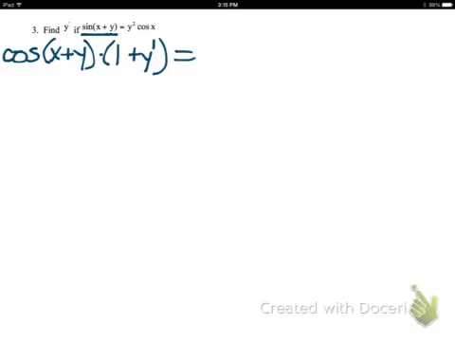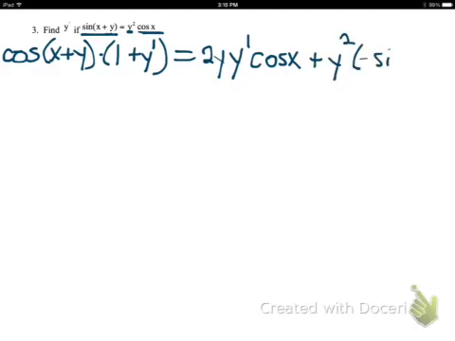Equals, now y squared and cosine of x, I'd need the product rule. So y squared would be the first function. Cosine of x is the second. So the derivative of y squared would be 2y y prime, times the second function, which is cosine, plus the first function, y squared, times the derivative of the second, which is negative sine x. Again, I'm going to put this in parentheses so it doesn't look like a minus.